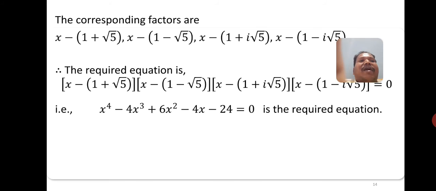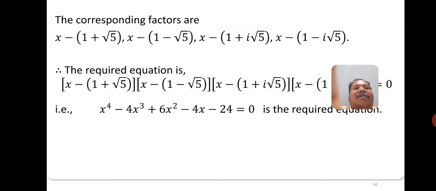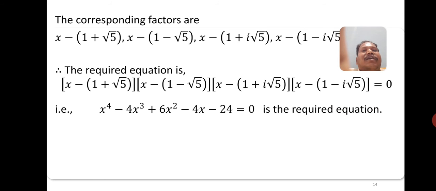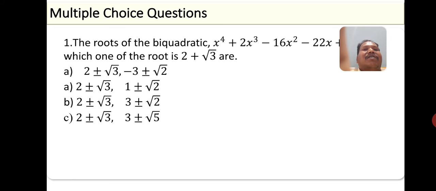The corresponding factors are x minus 1 plus root 5, x minus 1 minus root 5, x minus 1 plus i into root 5, x minus 1 minus i into root 5. So simplify this. The required equation is x power 4 minus 4x cube plus 6x square minus 4x minus 24 equal to 0.